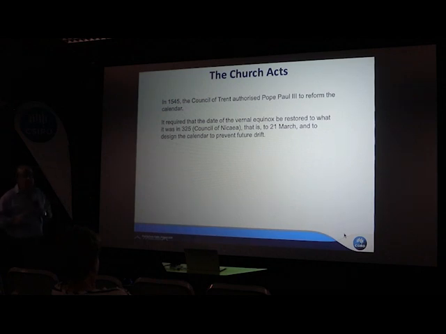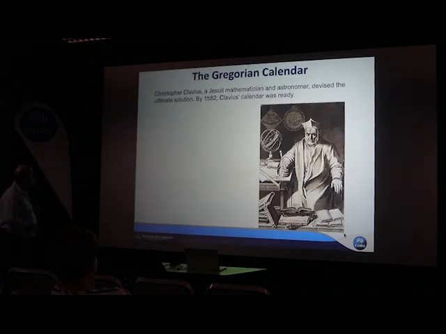But the Council of Trent put certain limitations, and they said it required that the date of the vernal equinox be restored to what it was in 325 AD by the Council of Nicaea. That is, they had to put it back to the 21st of March, and to design the calendar to prevent any future drift. Because they didn't want to reform that and then produce another drift. They wanted it to be as stable as possible.